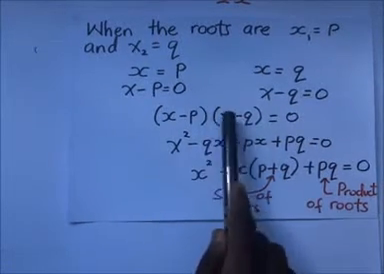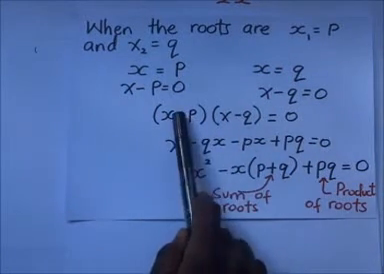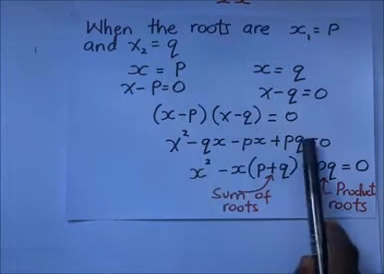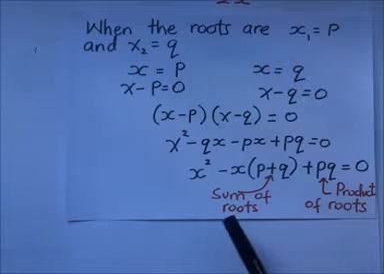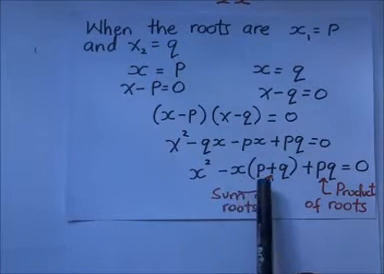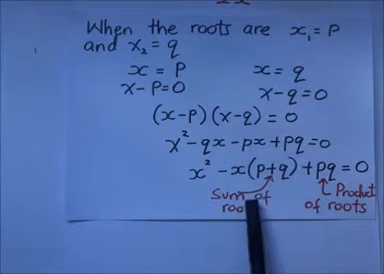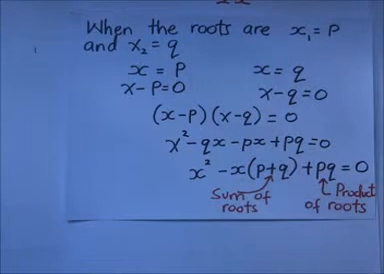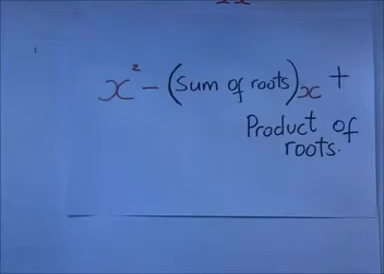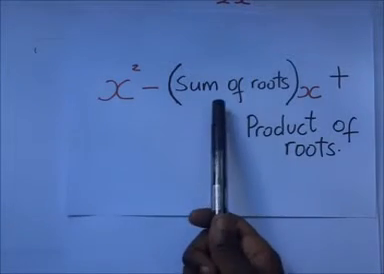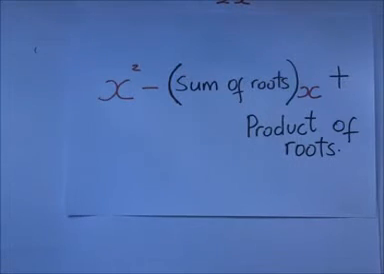You go ahead and open these brackets. When you open these brackets, you end up with this expression as a result of multiplying this bracket with that bracket. When you rearrange it, you realize that you get the general expression x squared minus x into p plus q plus pq, whereby here you're having the sum of the roots, and here you're having the product of the two roots that you have been given. So the general expression for a quadratic equation is x squared minus the sum of the roots, x plus the product of the roots. We are going to demonstrate this.